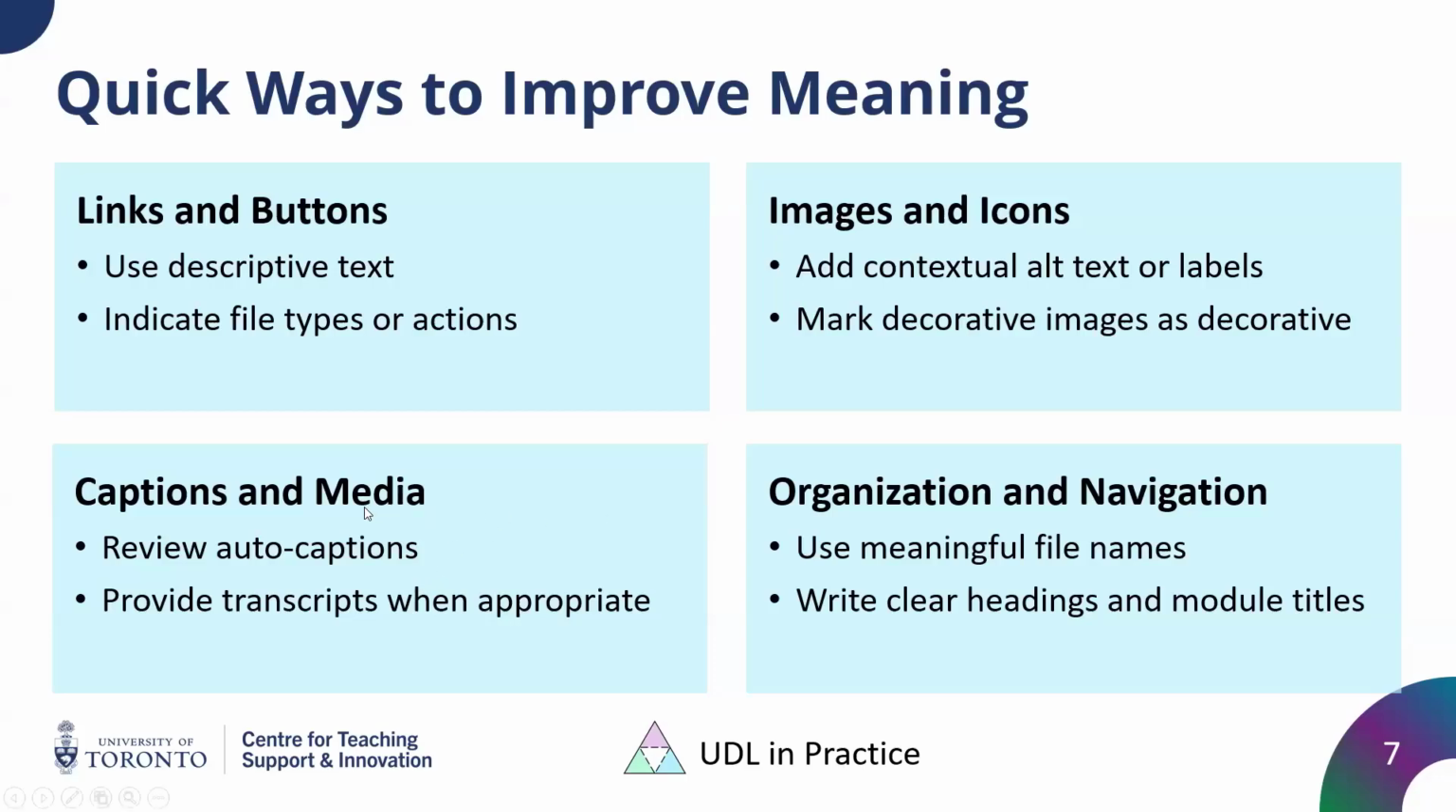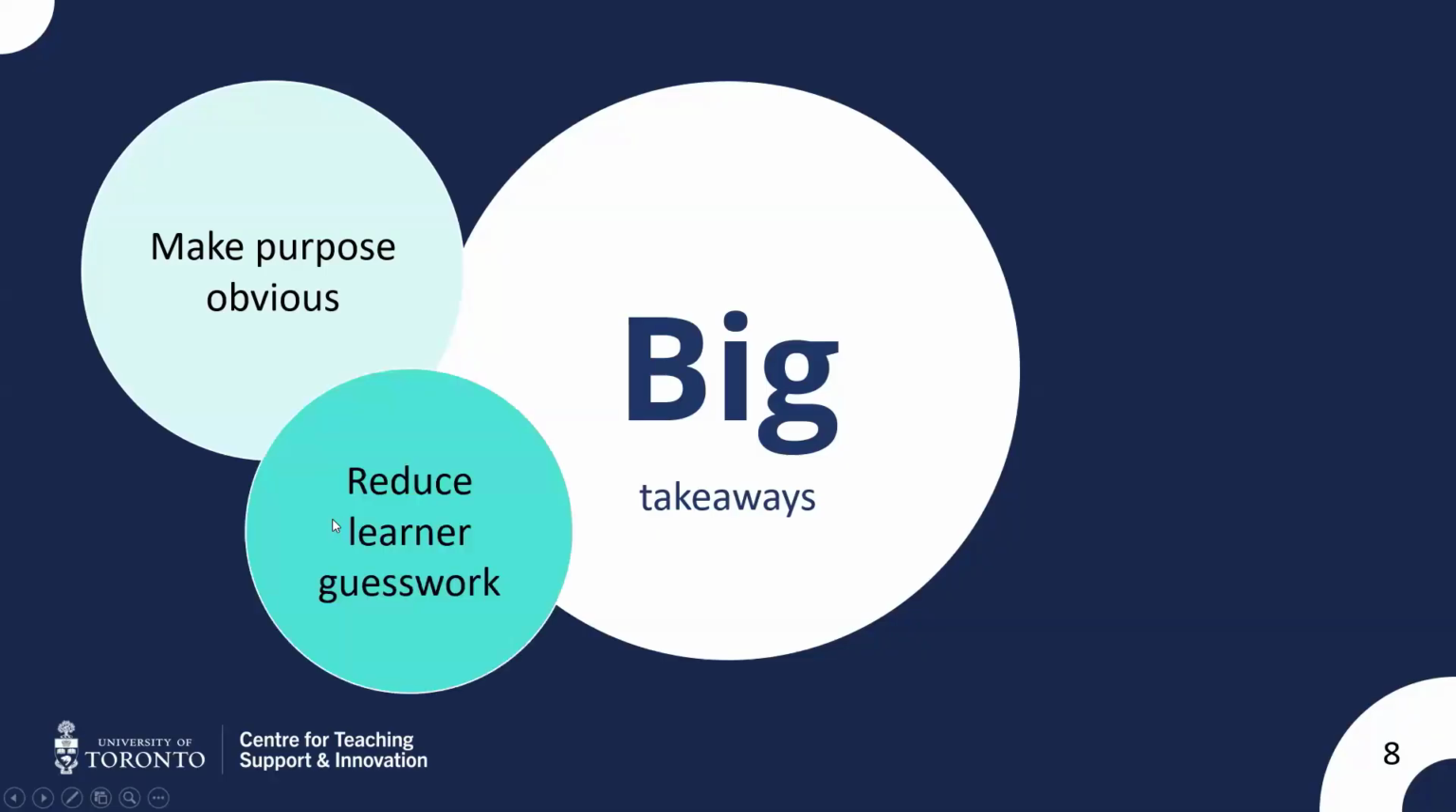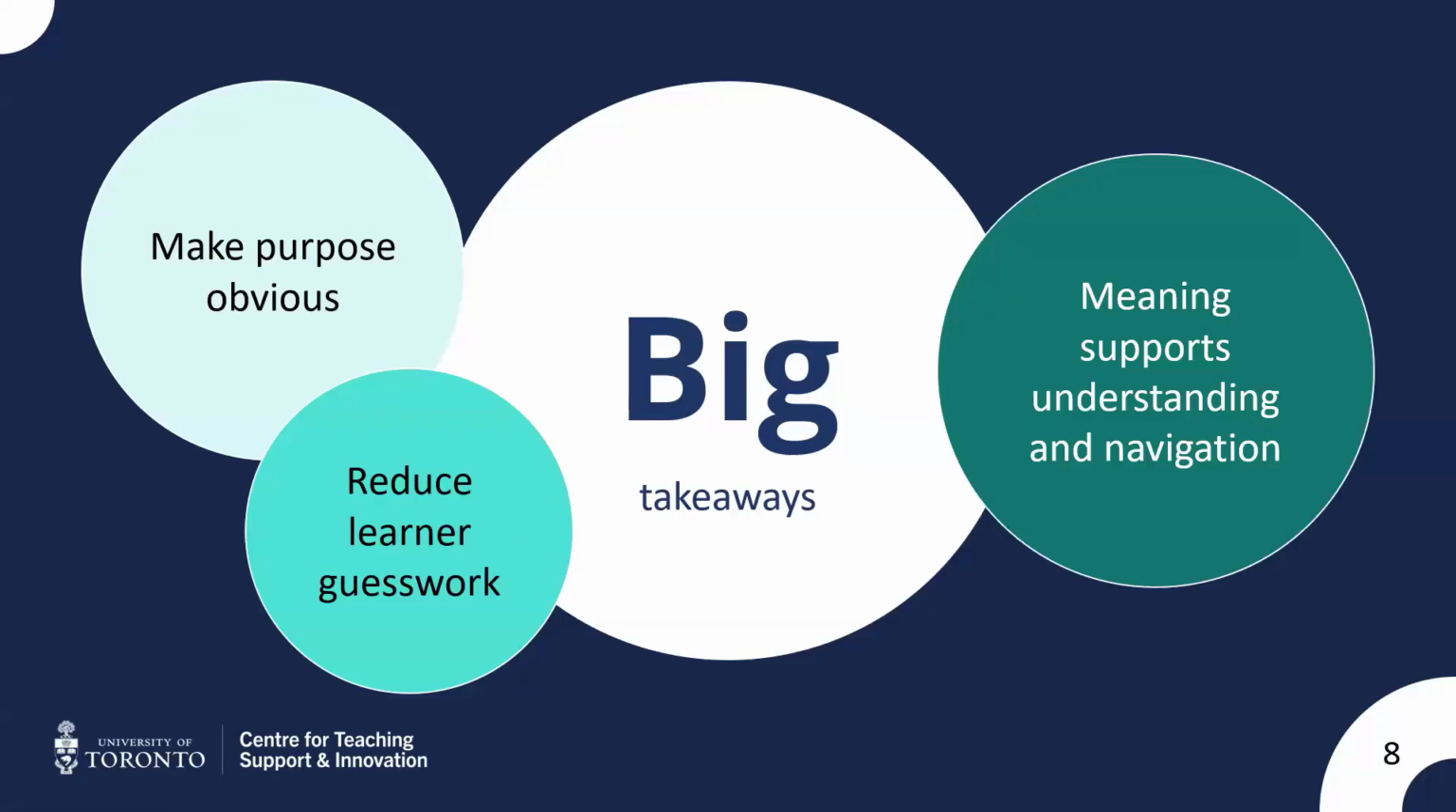So, our big takeaways for today. First, make your purpose obvious. It might be obvious to you, the designer, but is it obvious to your users and learners? Second, reduce learner guesswork. And then finally, meaning supports understanding and navigation so that there could be more engagement with the content, with the activities.